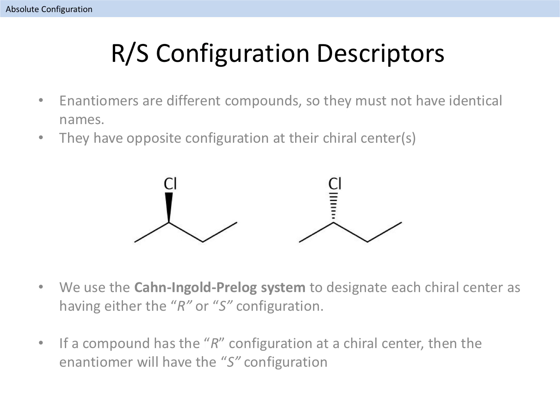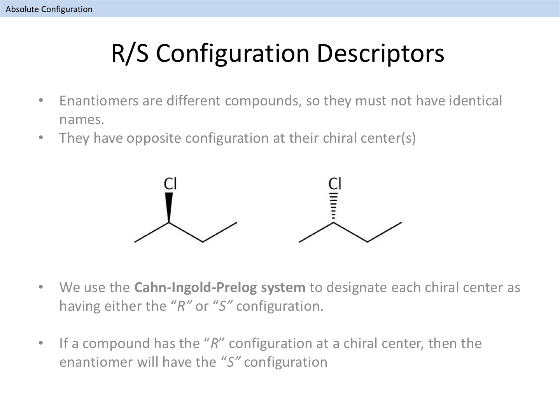The next step in our exploration of stereochemistry is to learn how to identify and assign the spatial configurations for chiral centers. Why is it important to specify the configurations at chiral centers? Recall that enantiomers are different compounds, so they must not have identical names. They have opposite configurations at their chiral centers, which we need to specify to accurately differentiate them. Chemists use the Cahn-Ingold-Prelog system to designate each chiral center as having either an R or S configuration.